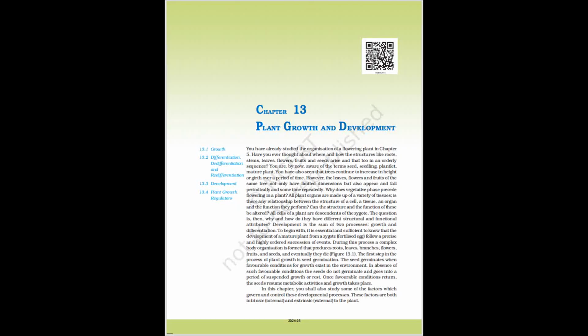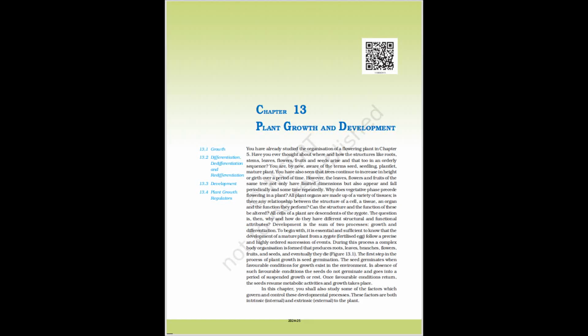13.4 Plant Growth Regulators. You have already studied the organization of a flowering plant in Chapter 5. Have you ever thought about where and how the structures like roots, stems, leaves, flowers, fruits and seeds arise, and that too in an orderly sequence? You are, by now, aware of the terms seed, seedling, plantlet, mature plant. You have also seen that trees continue to increase in height or girth over a period of time. However, the leaves, flowers and fruits of the same tree not only have limited dimensions but also appear and fall periodically and sometimes repeatedly. Why does vegetative phase precede flowering in a plant?